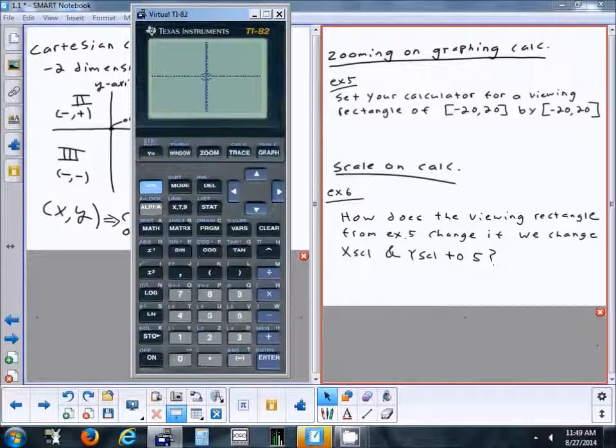So we're not really changing the viewing rectangle when you change the scale. All you're doing is changing how often you see a tick mark. Do you want to see a tick mark every 1 unit? Or do you want to see one every 10 units?